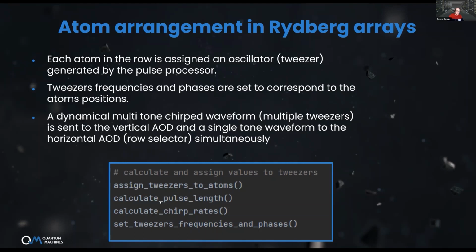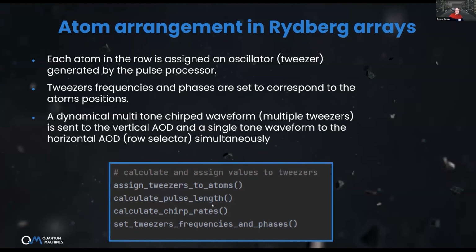There's a maximally allowed chirp rate, a maximum allowed velocity for the atoms, so as to avoid heating. And so you're taking the atom that is furthest away from where it should be, and you're dividing this detuning by the maximum chirp rate, and this is the pulse length.